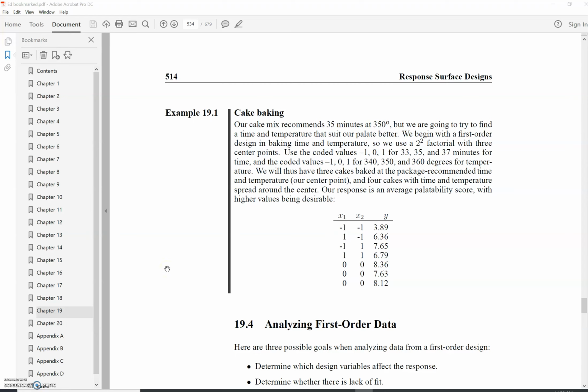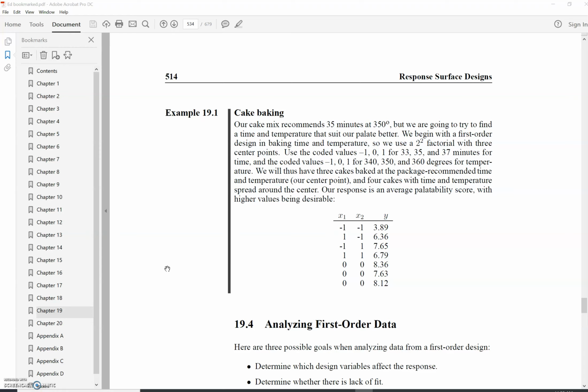So we've seen the basics of the response design, where we saw that stationary point right at the very last using those canonical variates that we extract from the model. But let's go back and look at an application here. Okay, so this is a cake baking example.